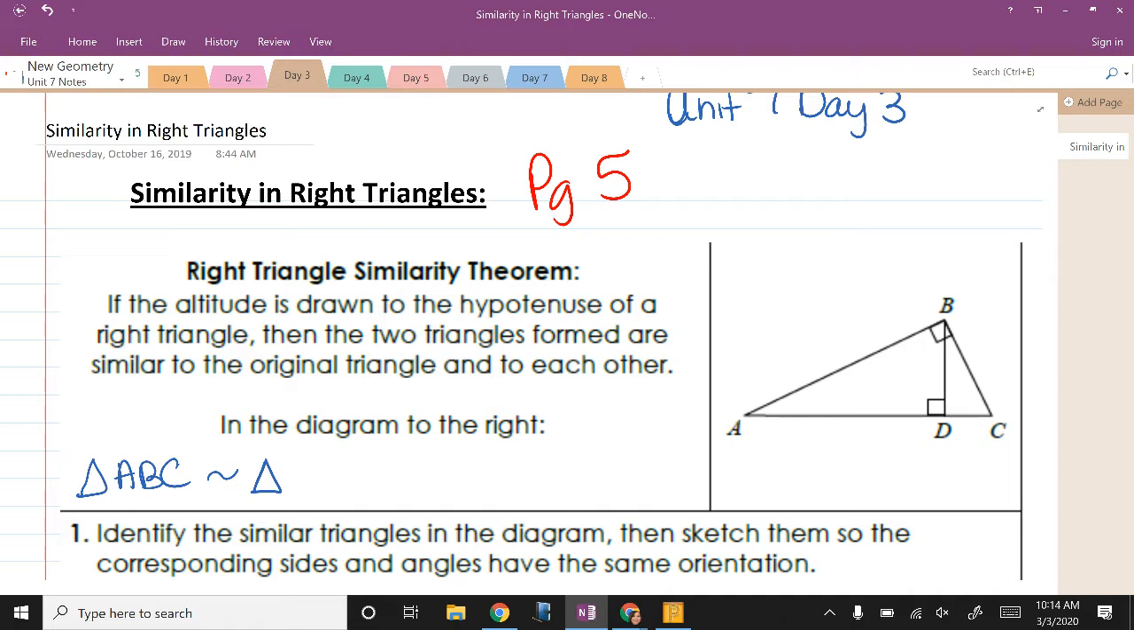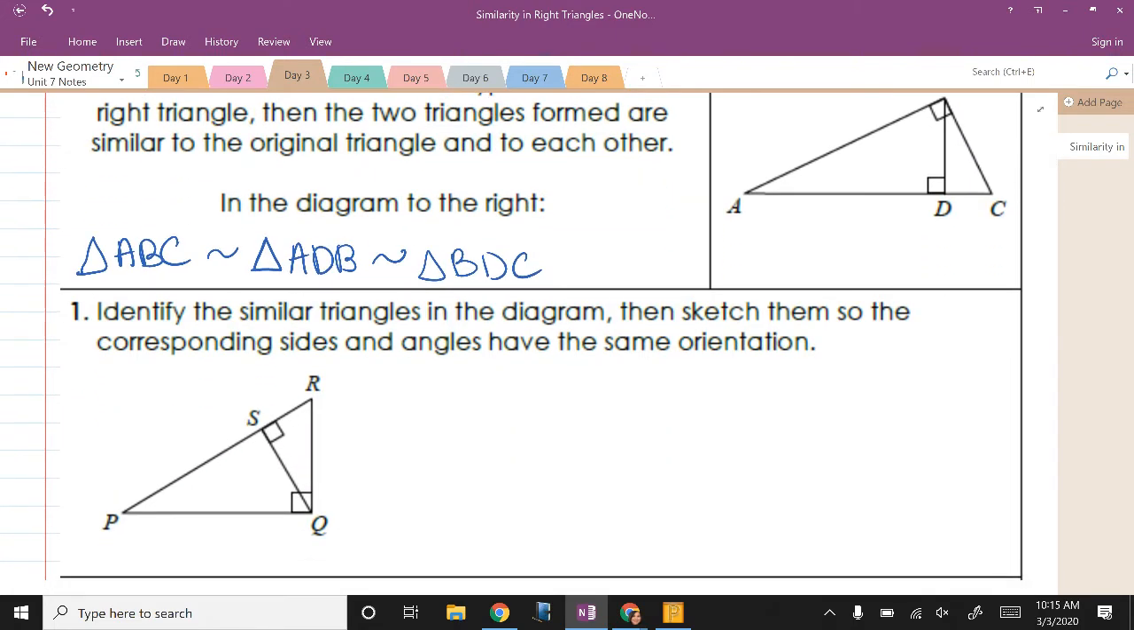So my short leg was BC. So my short leg right here is BD. Right? So I need to have BC going up with BD. So D is the middle one. So it's going to be ADB, is similar to triangle... What's the right angle in the little triangle? Angle D, and that short side is DC, right? BDC. So all those triangles are similar to each other. And remember similarity statements, we want to get congruent angles with congruent angles, proportional sides lined up with proportional sides.